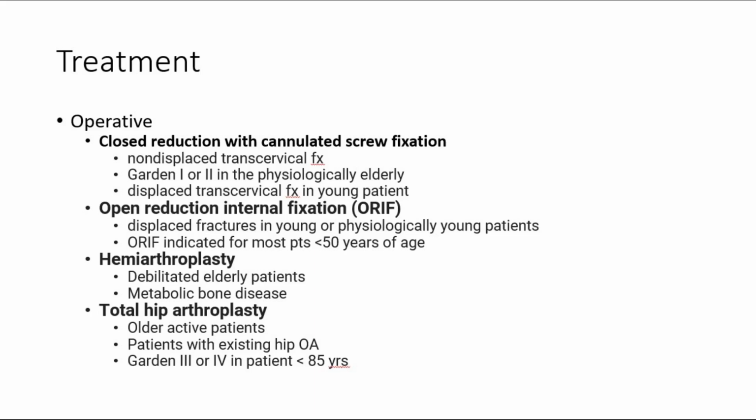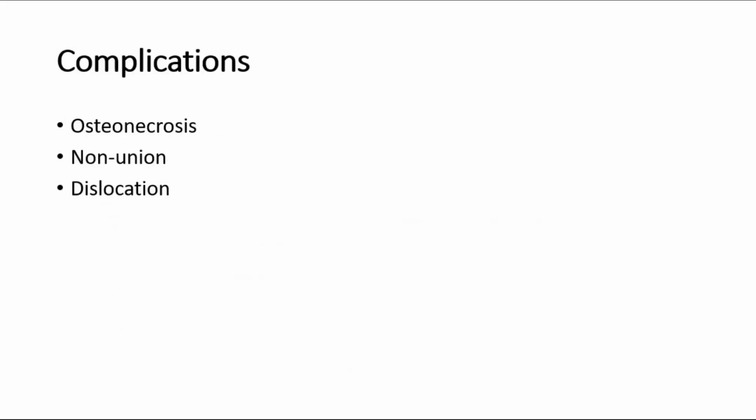of age. Third, hemiarthroplasty. Indicated in debilitated elderly patients or metabolic bone disease. And lastly, total hip arthroplasty. Can be done in older active patients, patients with existing hip OA, and Garden 3 or 4 in patients below 85 years old. For complications, there might be osteonecrosis due to AVN, non-union, and dislocation.